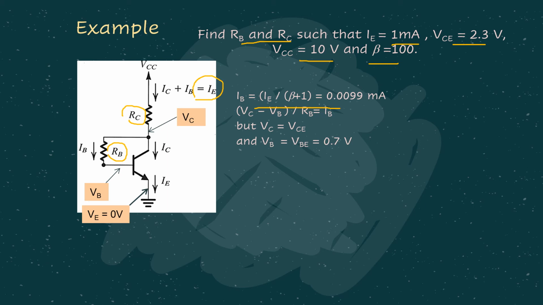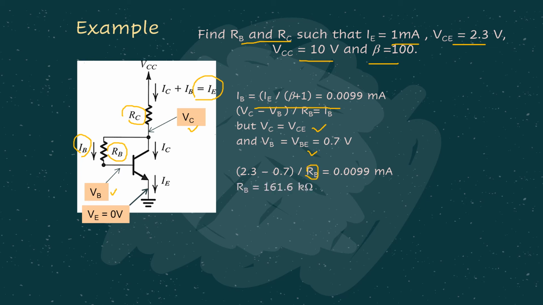But for this particular example, remember, we consider the branch current equation for the IB value, where IB is equal to the potential difference, which is VC minus VB, divided by RB. So VC minus VB divided by RB is IB. In this case, VC is actually VCE because the emitter is grounded, and VB is actually VBE, which is equivalent to 0.7. So from there, we can substitute accordingly, then we can find the value of RB for this example.